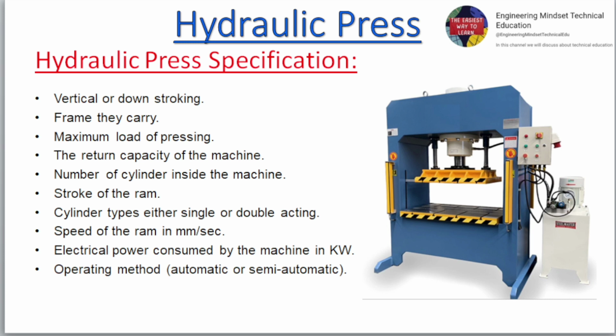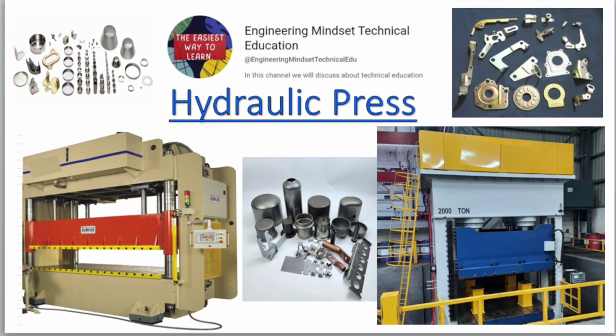Stroke of the ram. Cylinder types, either single or double acting. Speed of the ram in meters per second. Electrical power consumed by the machine in kW. Operating method, automatic or semi-automatic.